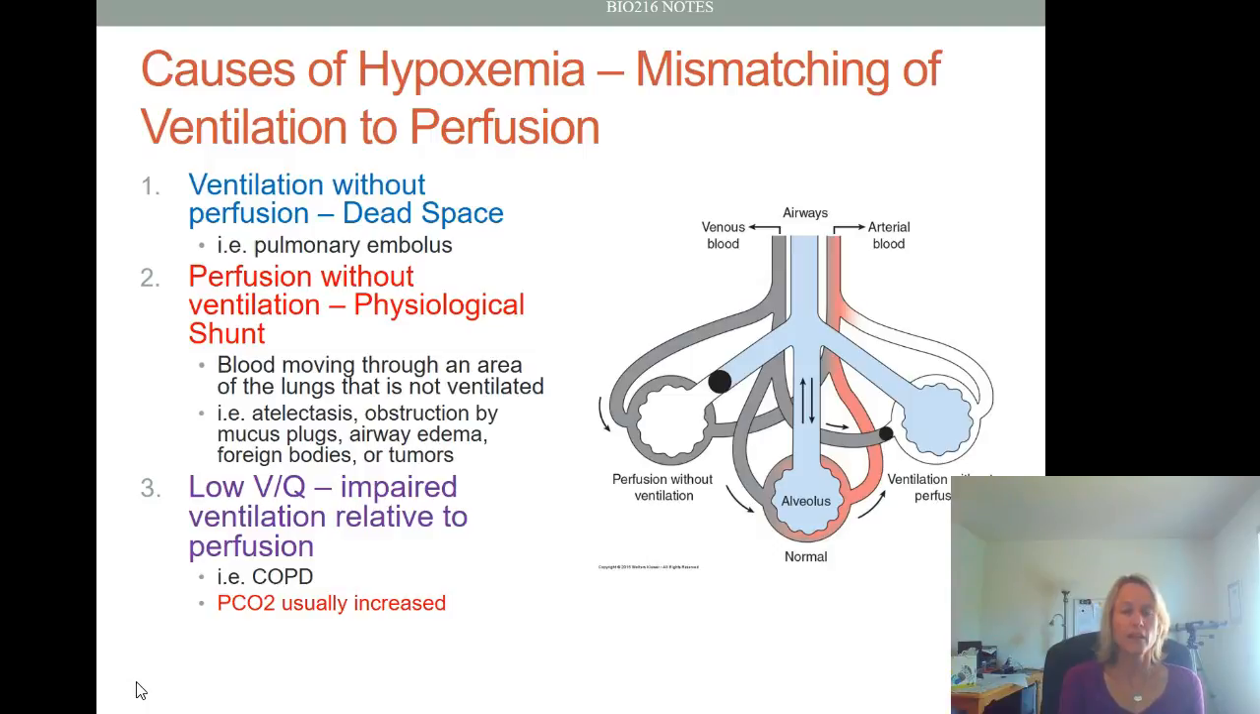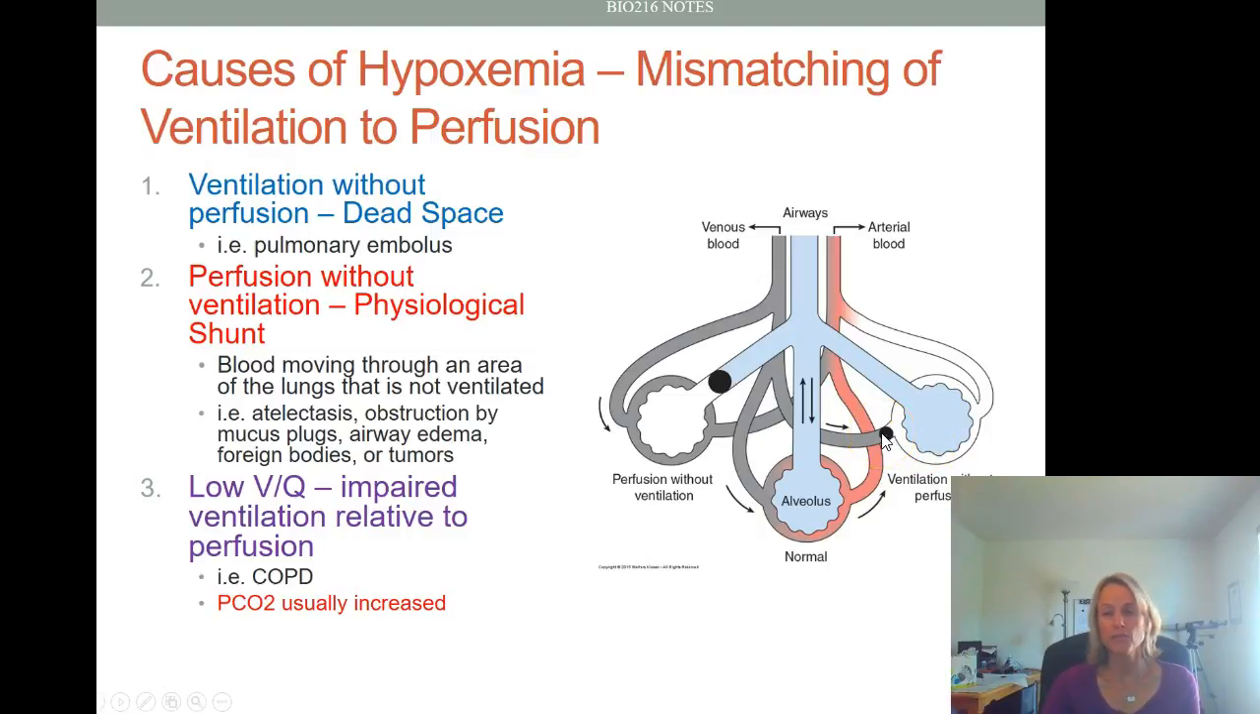Okay. Another thing that can cause hypoxemia is the mismatching of ventilation to perfusion. So we have two extremes. Ventilation without perfusion, this is also called dead space. So over here on the slide, we have, say, a pulmonary embolus that is blocking blood flow to the alveoli here. Okay. So here we have ventilation, but no perfusion.